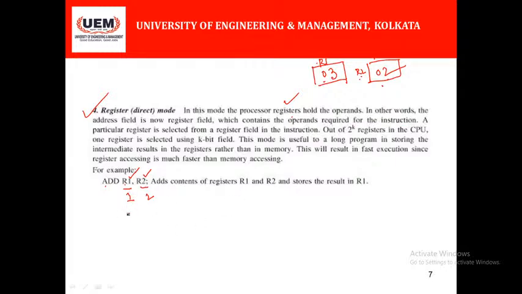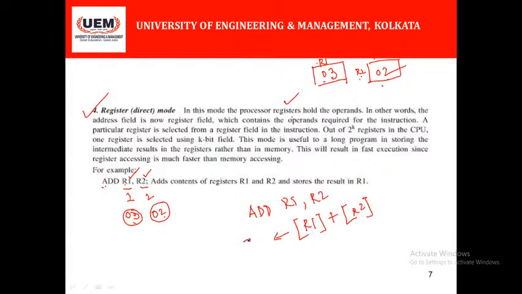R1 is holding 03, which is our first source operand. R2 is holding 02, which is our second source operand. We need 03 and 02 for the addition operation because it's a binary operation. What happens whenever we run this instruction ADD R1, R2? The value of R1 and the value of R2 will be added and the result will be stored inside the accumulator.